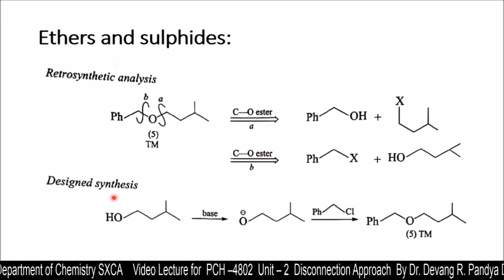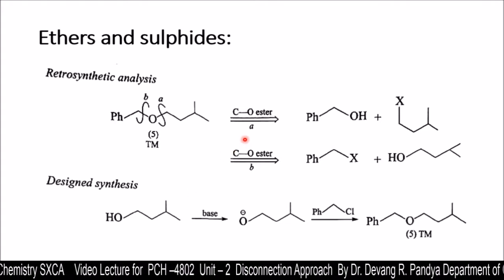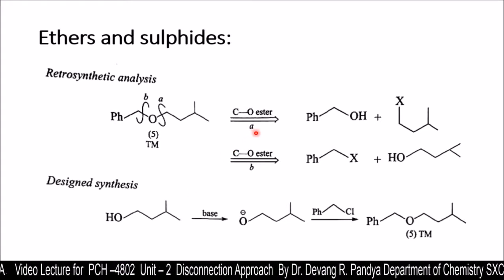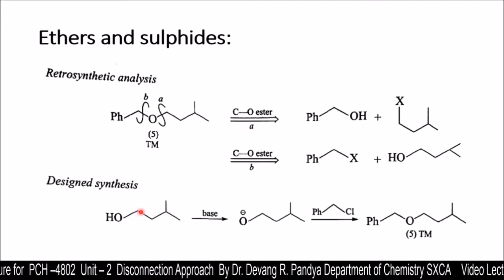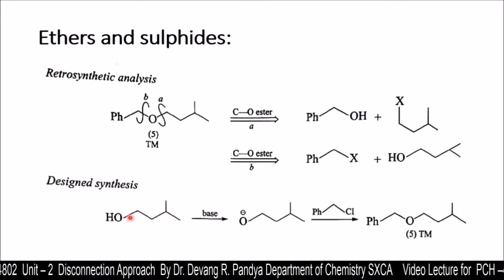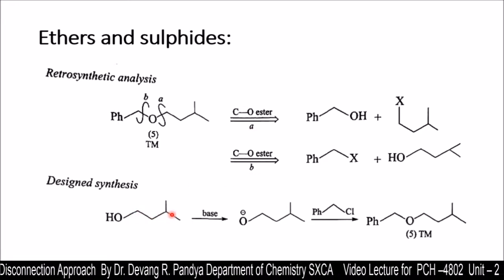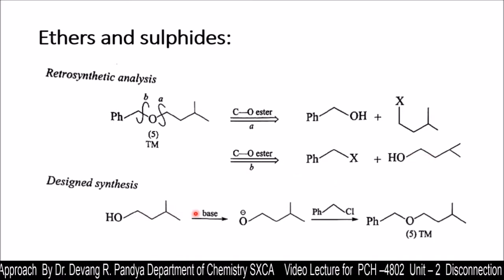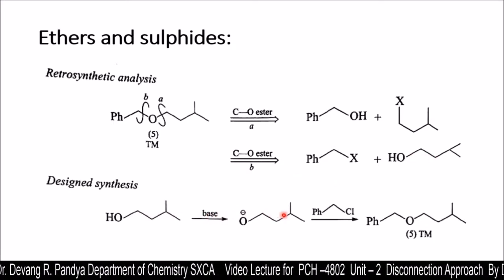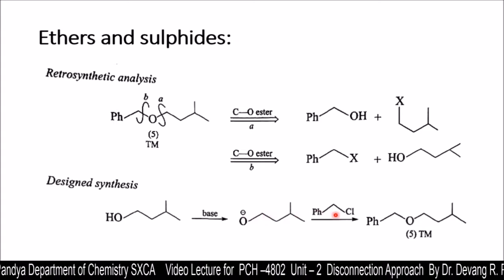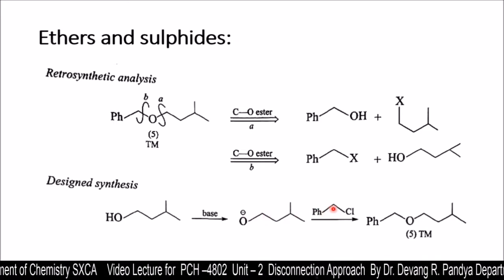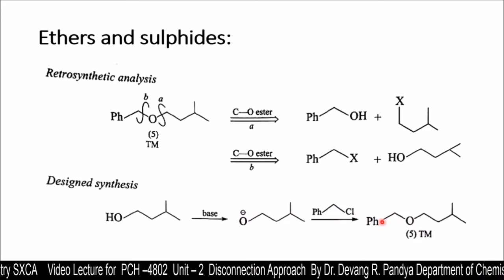Now design synthesis, and as we already said, our design synthesis uses route B, which is more favorable. So we take this alcohol group, treat it in presence of base, and we get this intermediate, and then treating with benzyl chloride, we're going to get our target molecule.